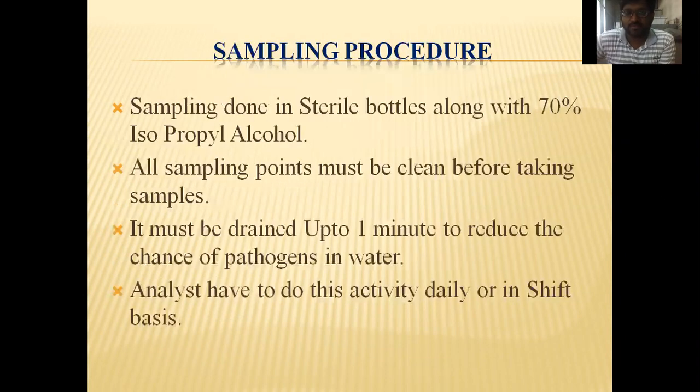First thing is the sampling procedure. If we want to do microbial analysis, we have to do the sampling first. For sampling, analysts should know all rules and regulations regarding good manufacturing processes and water sampling. Water sampling is done in sterile bottles along with 70% isopropyl alcohol. Your bottle should be sterile before sampling. All sampling points must be cleaned before taking samples, and must be drained for up to 1 minute to reduce the chances of contamination or pathogens in the water. Analysts have to do this activity on a daily or shift basis.